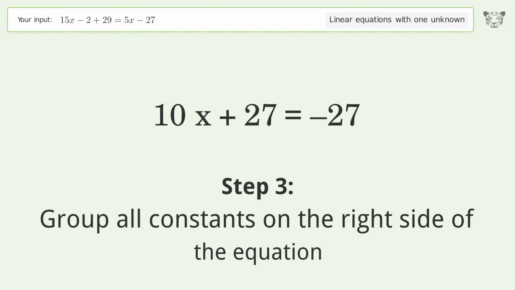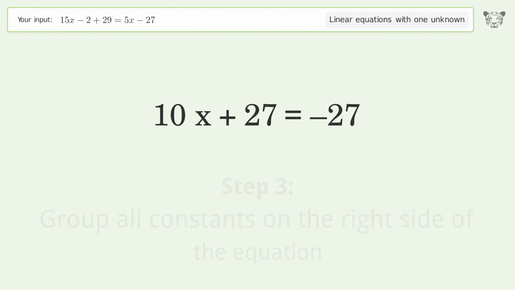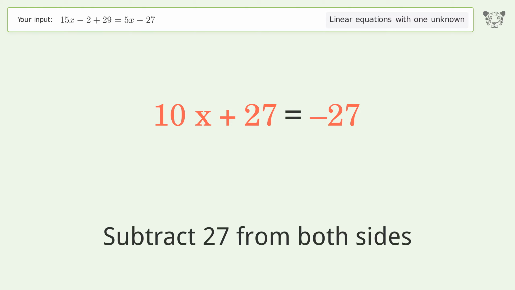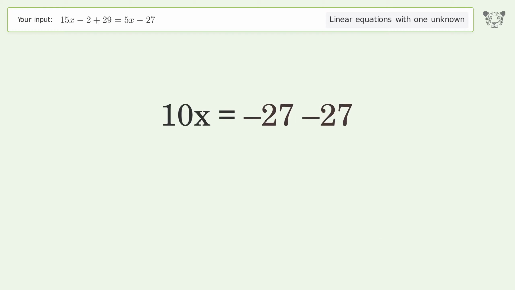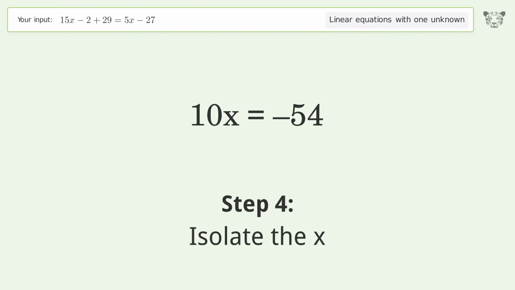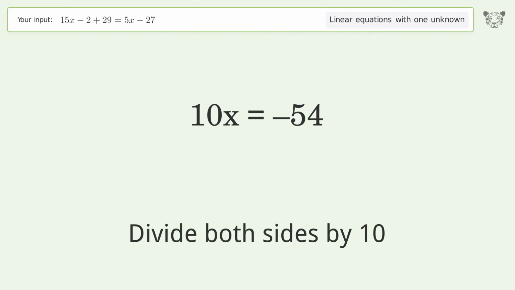Group all constants on the right side of the equation. Subtract 27 from both sides. Simplify the arithmetic. Isolate the x. Divide both sides by 10.